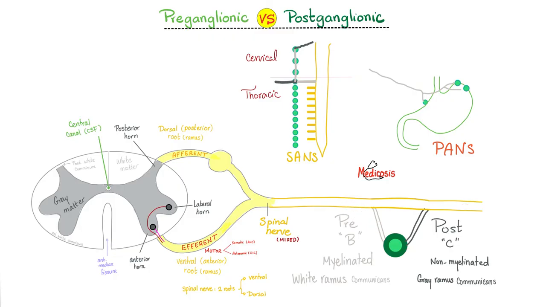After the ganglion, I have unmyelinated fibers. No myelin means I will appear gray. Hence, gray ramus. And that's the story of white rami communicanti and gray rami communicanti. You can say communicanti, plural, or communicans, singular. No one cares. What you need to know is that the white ramus is myelinated and the gray ramus is unmyelinated. White ramus pre, gray ramus post.